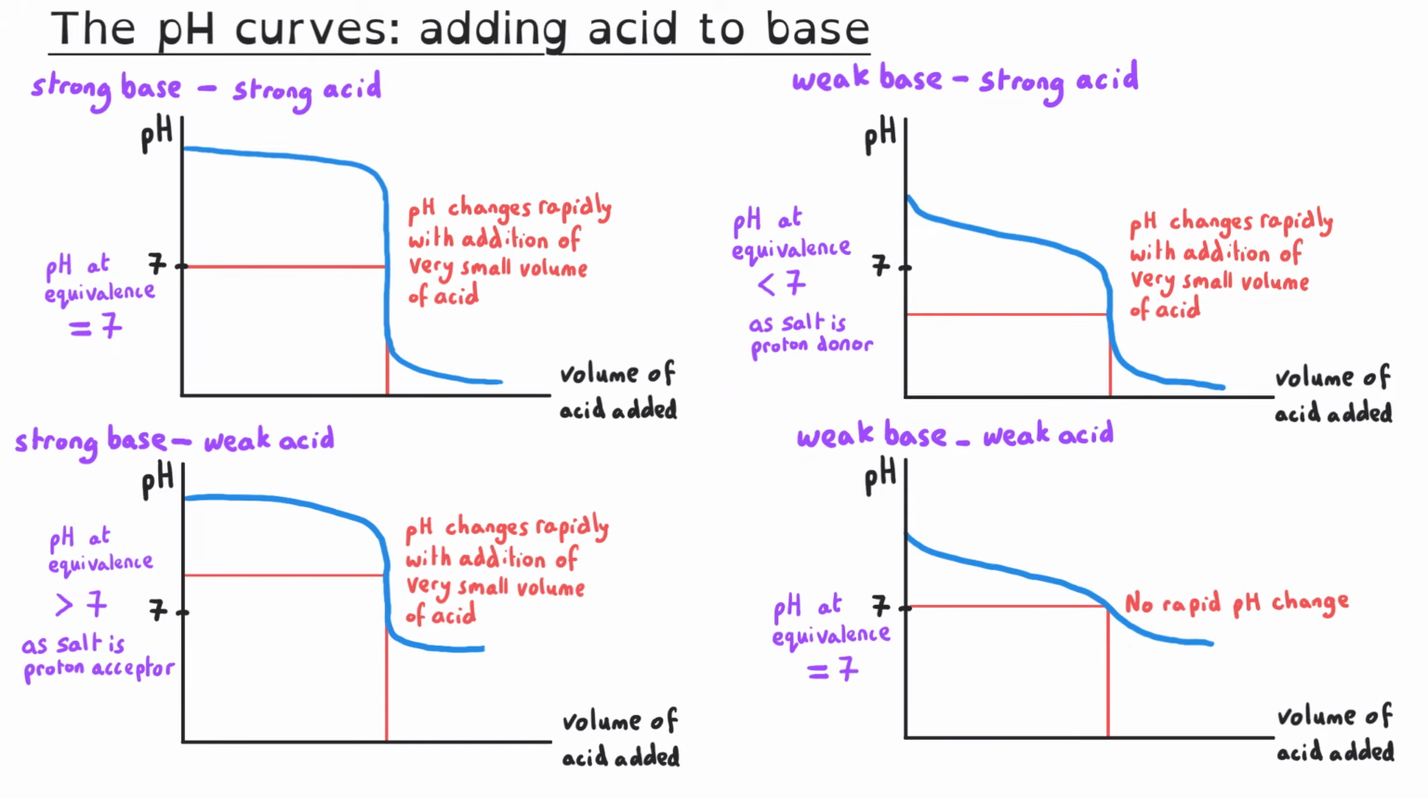And finally, if we have a weak base and add a weak acid to it, the pH starts above 7, decreases gradually. At the equivalence point, there isn't really a sharp decrease in pH, there is just a point of inflection to the curve itself, and the pH at the equivalence point will be 7.